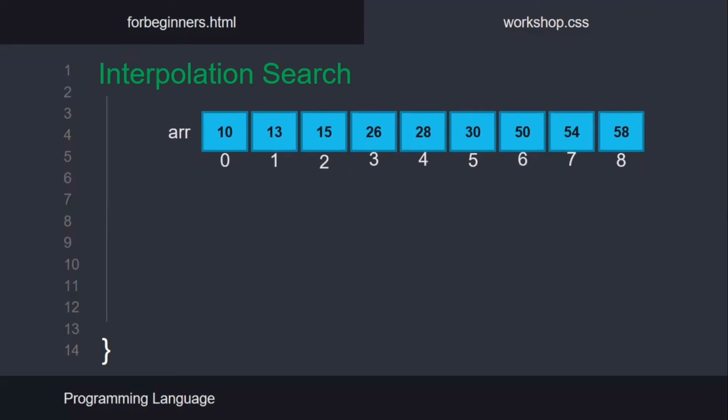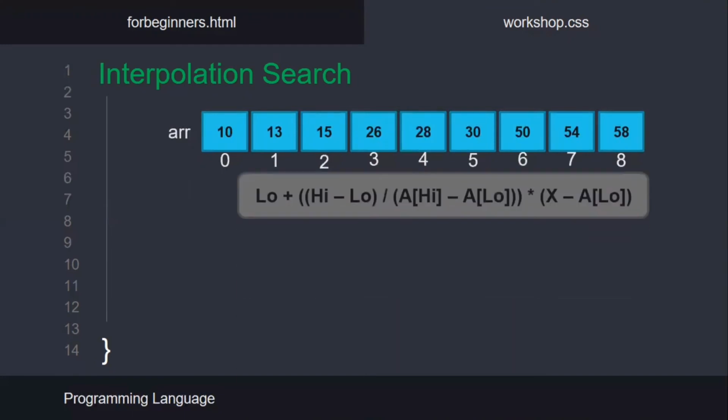Let's name it ARR. The number below is the index, and inside the boxes are the elements arranged in sorted order. If you observe closely, the interval between the elements is almost equal. Not equal, but almost. So this is the formula that we're going to use. Now we are trying to find the key 28 in this array.